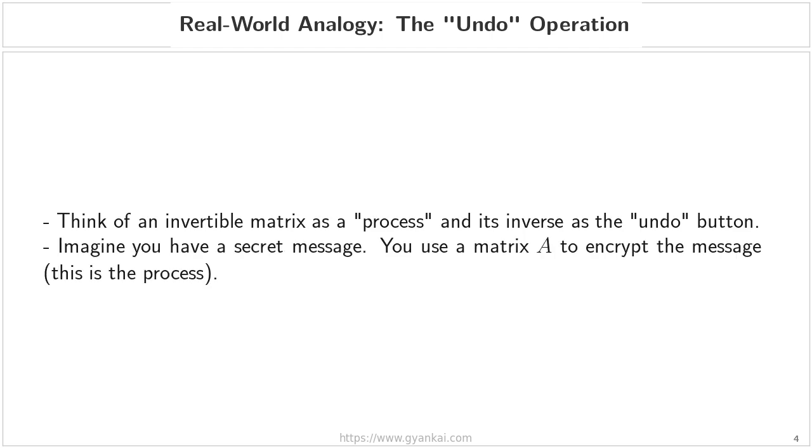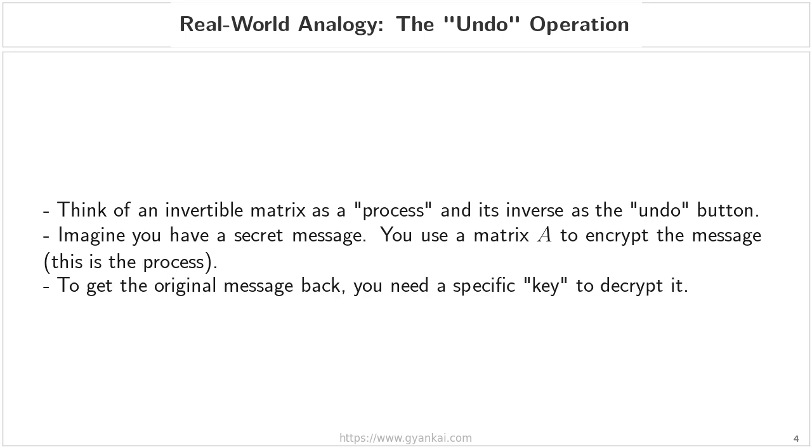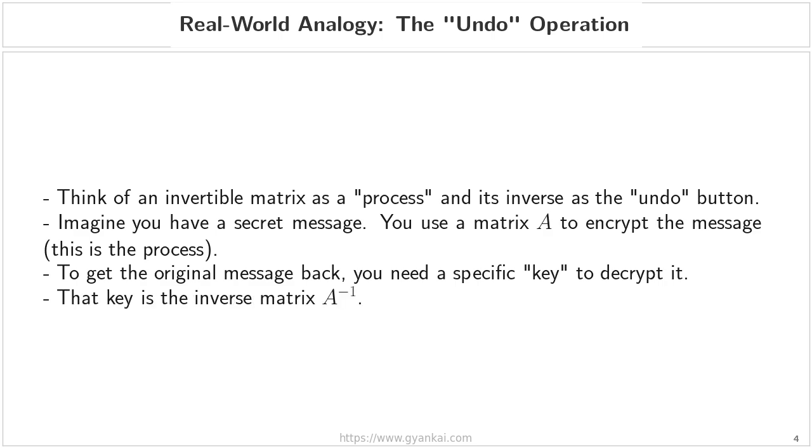To illustrate this, imagine you have a secret message that you want to protect. You can use a matrix, which we will call matrix A, to encrypt the message. In this scenario, multiplying your data by matrix A is the process of locking the information. Of course, if you want to retrieve the original message, you cannot use just any matrix. You need a specific key to decrypt it and reverse the encryption. In mathematical terms, that key is exactly what we have been discussing: the inverse matrix, denoted as A inverse.